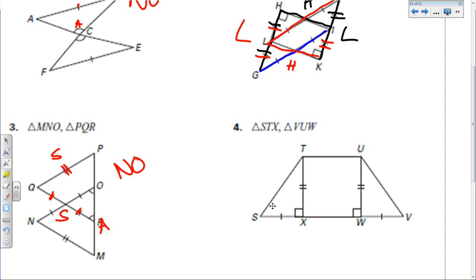This one, STX, we got this, this, and this. Now this one is a little tricky, because you see that right angle? That goes inside. That's not why it's tricky. But you automatically assume this is hypotenuse leg. It is not. This is the hypotenuse out here. We don't know anything about it. So it's side, angle, side. SAS.